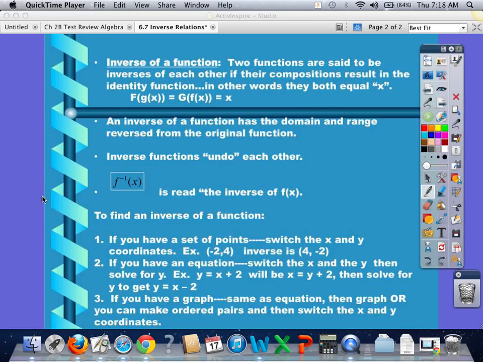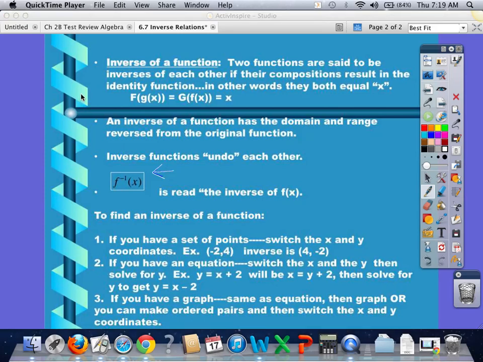Two functions are said to be inverses of each other if their compositions result in the identity function. In other words, they both have to equal x. So if you take the g function and put it into the f and solve it, you'll get x. And the same is true if you put the f function in the g and solve it, you'll get x. An inverse of a function has the domain and range reversed from the original function. And inverse functions undo each other. And the symbol that we're going to use for inverse, you can read it, is f to the negative 1, which is read the inverse of f.